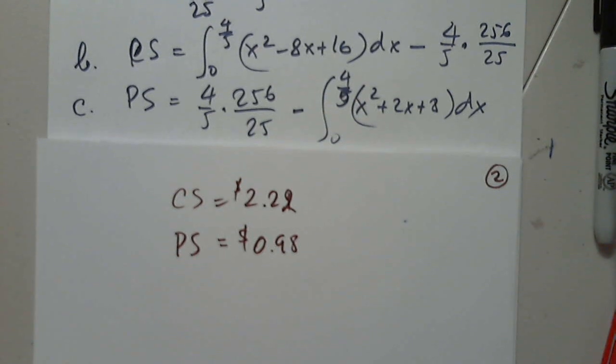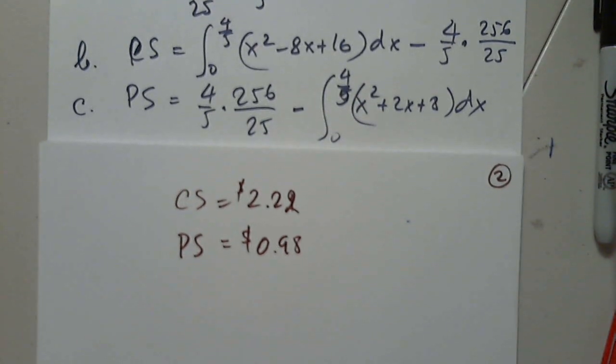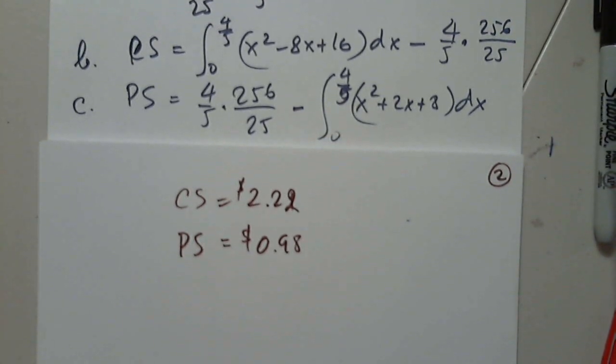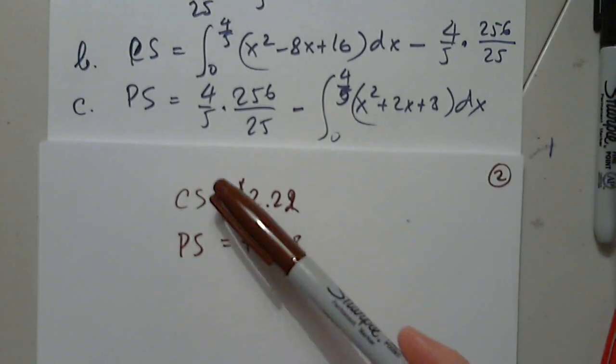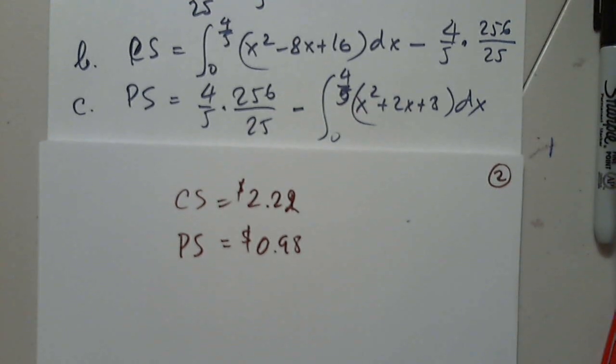Good, it was a very good pick. As I said, I wasn't expecting those numbers, but it is what it is. Very good. So this was a consumer and producer surplus situation.